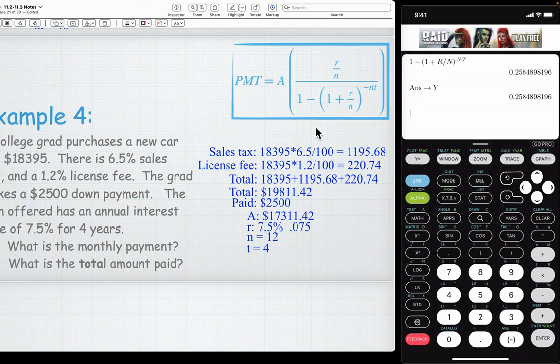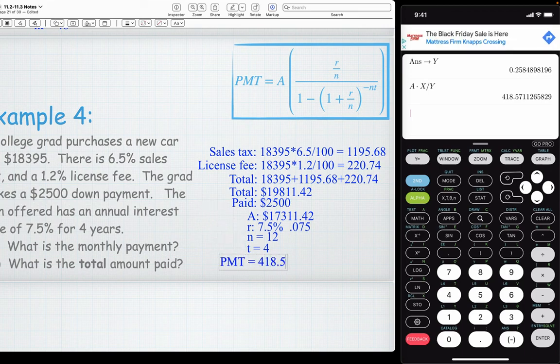And now I figured out the top, I figured out the bottom, and so the overall calculation is A times the top divided by the bottom. So the loan amount times the top, which I stored as X, divided by the bottom. And so this calculation works out to $418.57. So the monthly payment is $418.57.